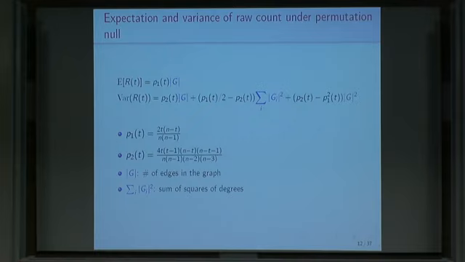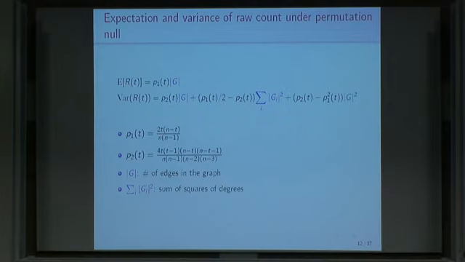The expectation of the raw count is very simple. It only depends on the time t, the number of observations n, and one quantity of the graph. So I use G to denote the graph, and also G to denote the set of edges in the graph, so the size of G is just the number of edges in the graph. And the variance is a little bit more complicated. It depends on t, the number of edges in the graph, and another quantity of the graph, this one.